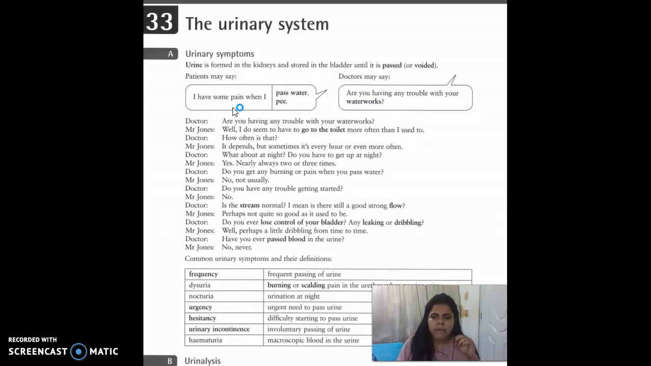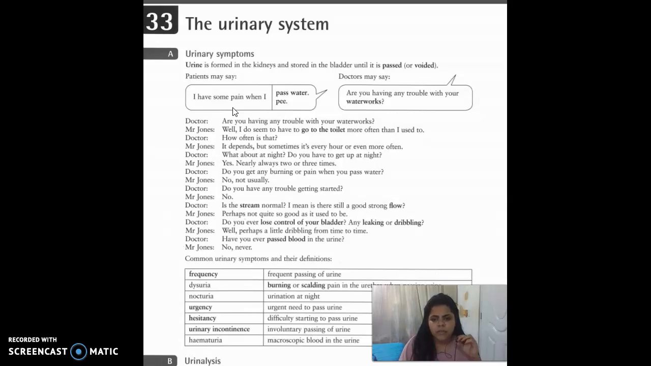Patients may say, I have some pain when I pass water. I have some pain when I pee. Doctors may say, are you having any trouble with your waterworks?